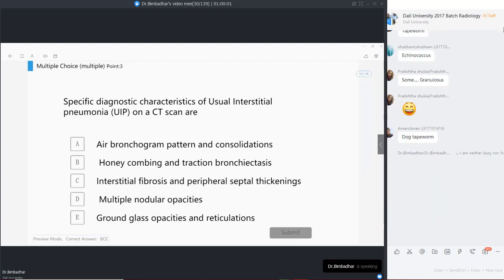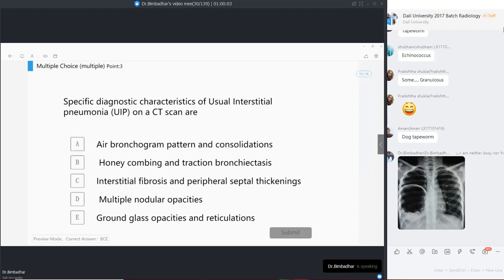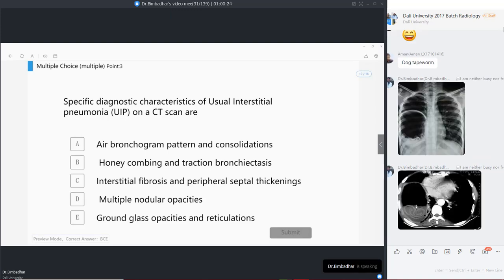Look at this picture. You can appreciate there is a big cyst inside the right lung, where there is some kind of marking. Two images I sent you. So this is actually the water lily sign, which is a characteristic feature of hydatid disease.